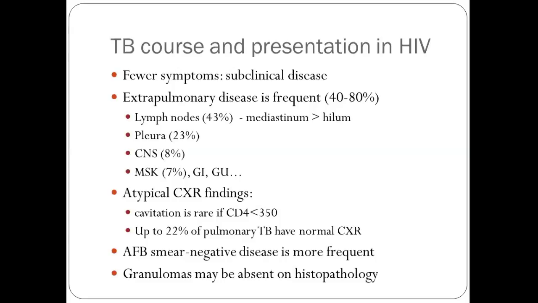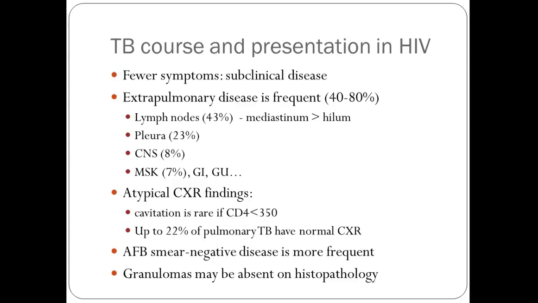So let's talk about this real quick. TB course and presentation in HIV. Remember, the second patient is a very good example of this. Fewer symptoms, subclinical disease. They may be walking around, not even having a cough, and you do a chest X-ray and there is something going on. Extrapulmonary disease is much more frequent.